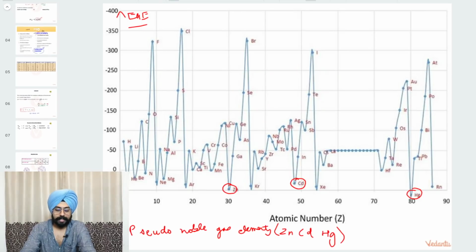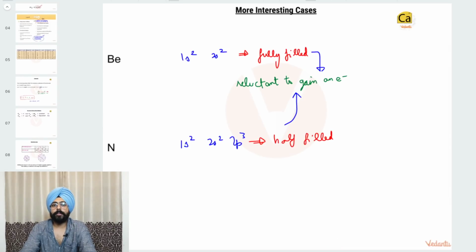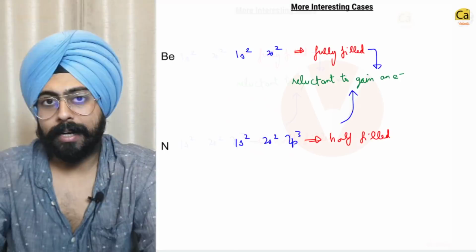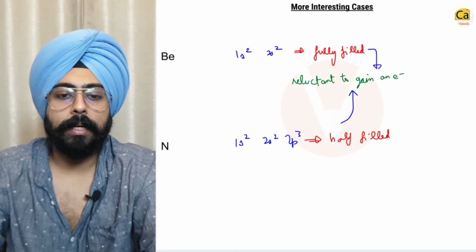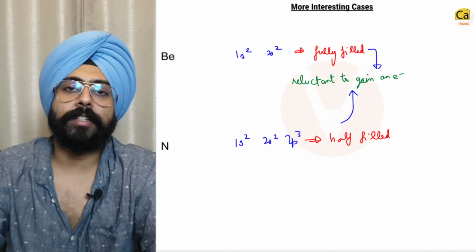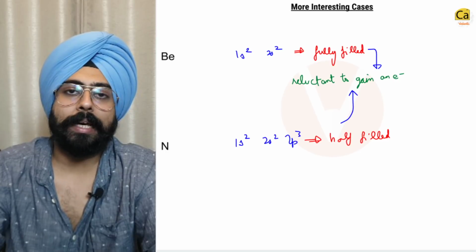You could notice the same thing for magnesium as well. Phosphorus is also not very keen on gaining electrons. Phosphorus's electron affinity is very less. But anyway, beryllium and nitrogen are really important for us to keep in our minds, and the answer is pretty simple: they have fully filled and half filled configurations. That is why they do not want to gain electrons.